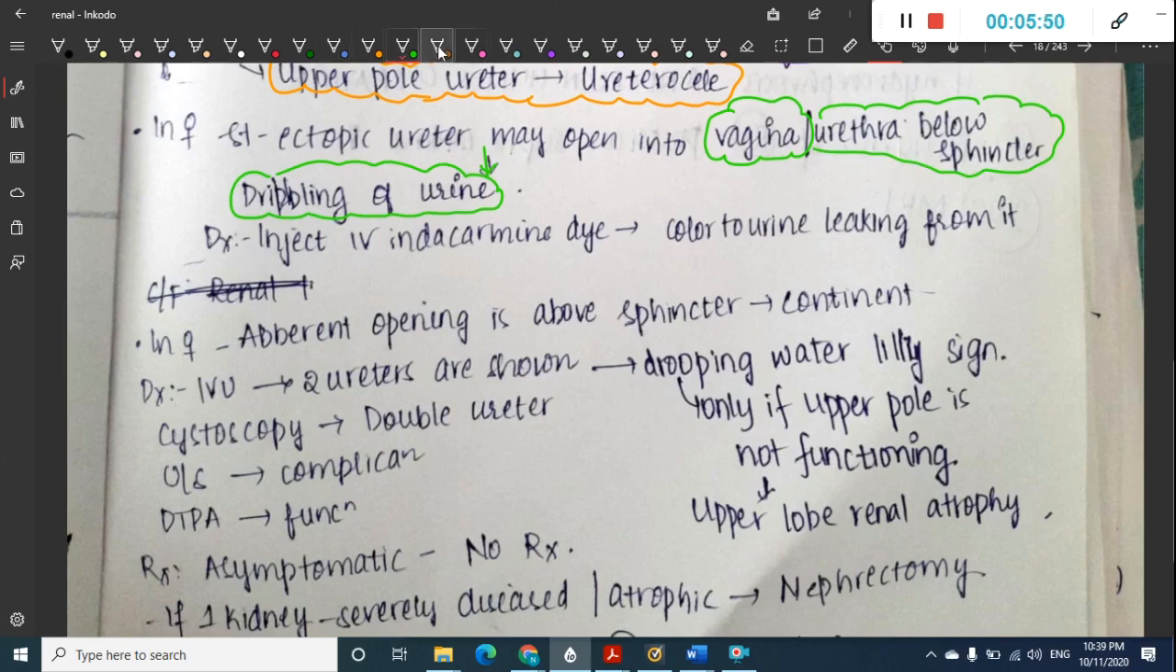So how are you going to diagnose it? For diagnosis, you can inject a dye called IV indigo carmine dye, which can be used for finding this duplication of ureter, and this dye will give color to the urine. Because it gives color to the urine, you can see where it is leaking from.